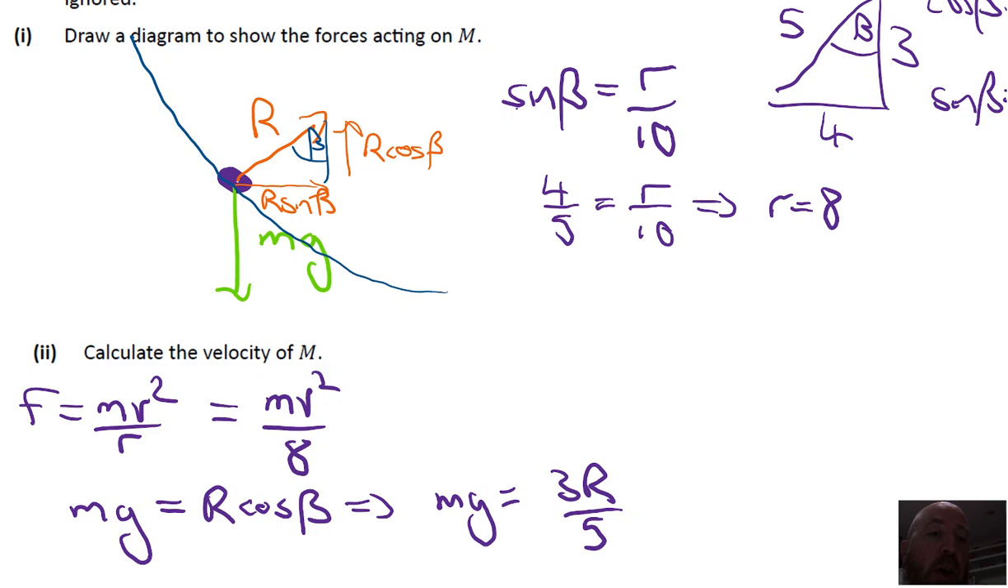And I left my trusty calculator somewhere else, so trusty phone calculator. So 32 divided by 3 is that. And then don't forget your g, which I did there. So then we square root that, and we get v equals 10.224 meters per second.